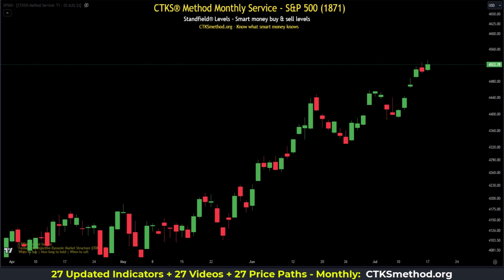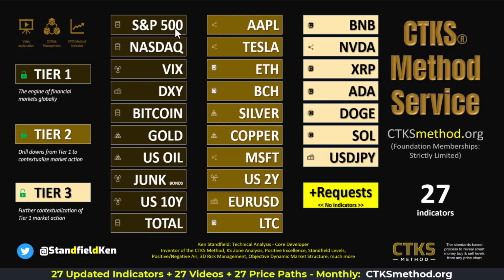Therefore, where are the two major resistance and support bands in the S&P 500? Members of the service, you can pop on your indicator to see this. It's vitally important to understand these Tier 1 charts. They are the engine of financial markets globally, and the S&P 500 is critical. Bitcoin is critical. Total crypto market cap is critical, as is the DXY, the VIX, NASDAQ, gold, US oil, junk bonds, and the US 10-year.